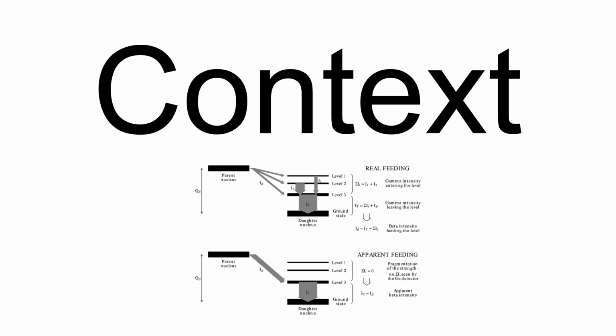Typically, when a parent nucleus beta decays into its daughter, there is some final energy available which is shared between the final products of the decay. This is called the Q value of the beta decay, Q beta.